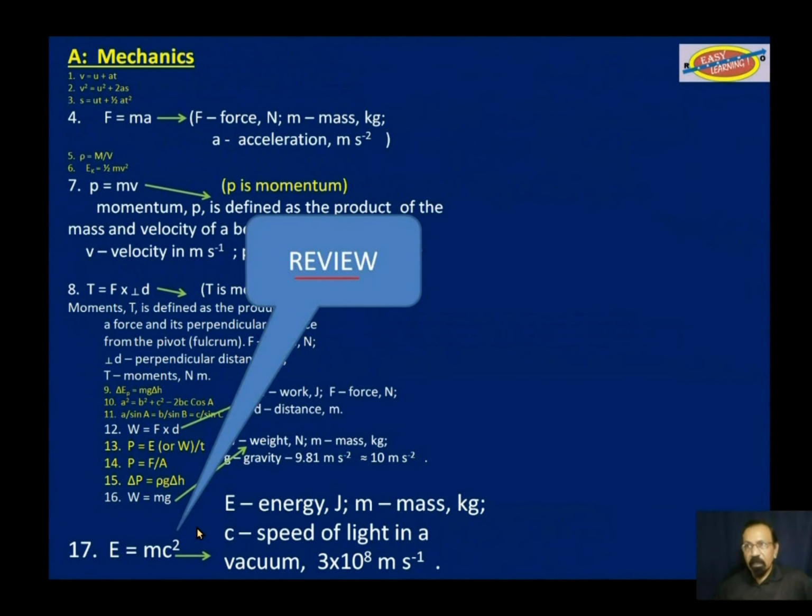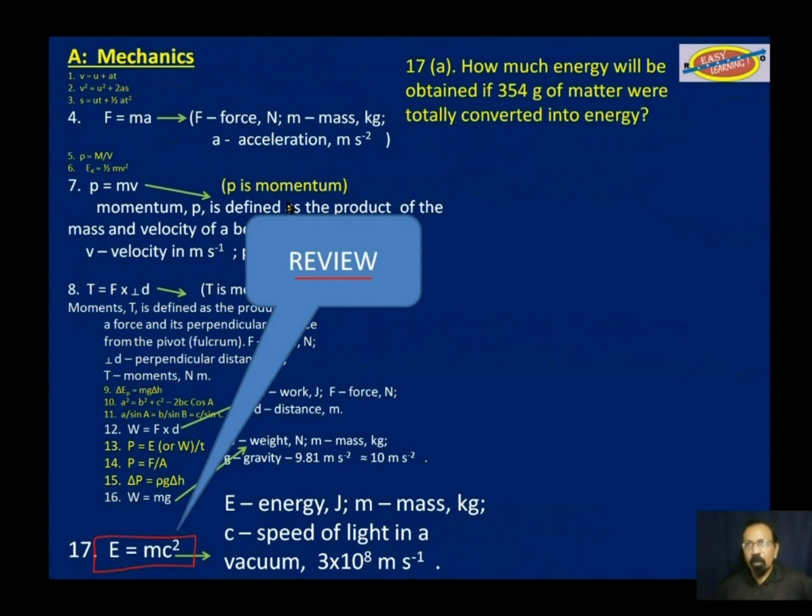We have looked at this formula before, E is equal to mc squared, and this is a review of what we looked at. How much energy will be obtained if 354 grams of matter were totally converted into energy? Well, we know the mass, and we have to convert it to kilograms. We know the speed of light. We know that E is equal to mc squared.